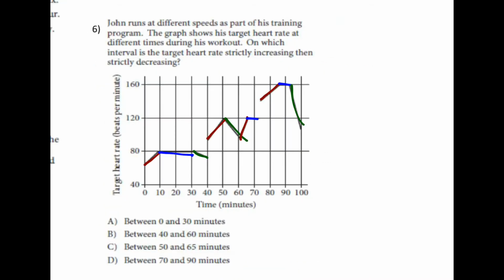So let's look at some of the answer choices. Between 0 and 30, I go up and I'm flat. That's not it. Between 40 and 60, I go up and then down. That's a strong candidate. If you look at choice C, between 50 and 65, I go down and then up. So that's backwards. And choice D, I go up and then flat. So it looks like B was the best choice. That is the only interval where it went strictly up and then strictly down.